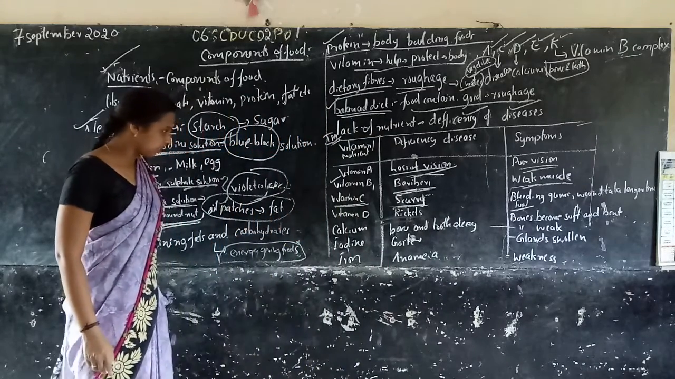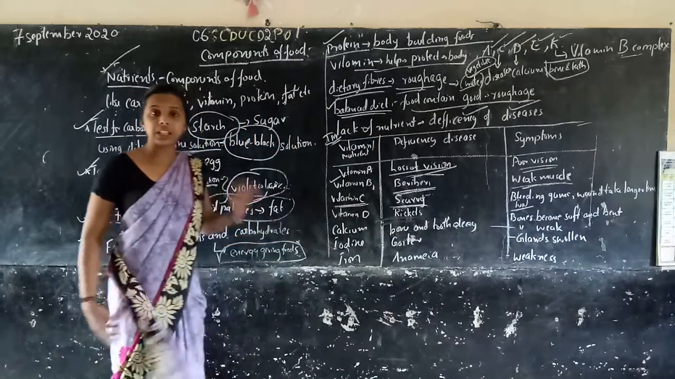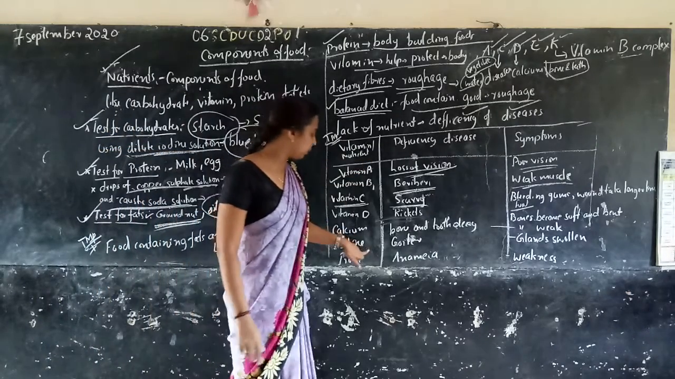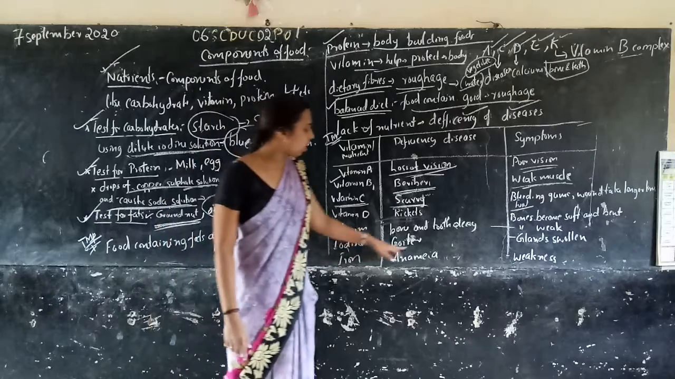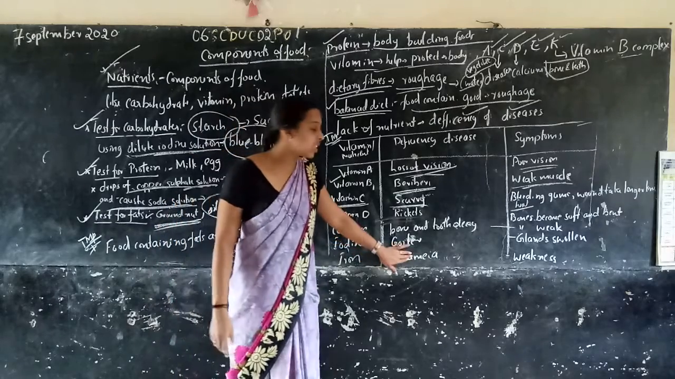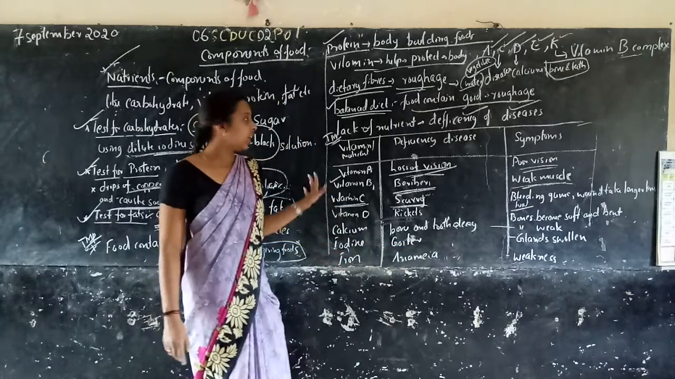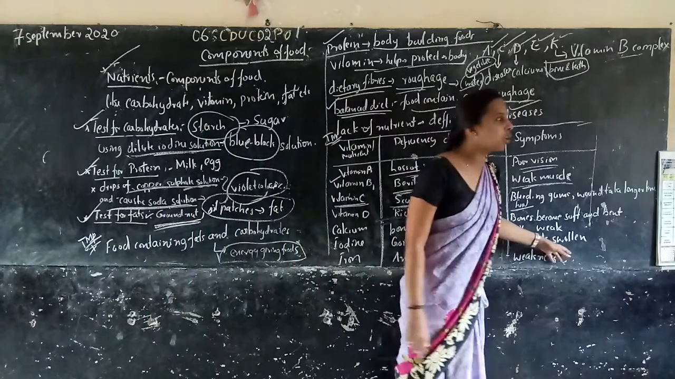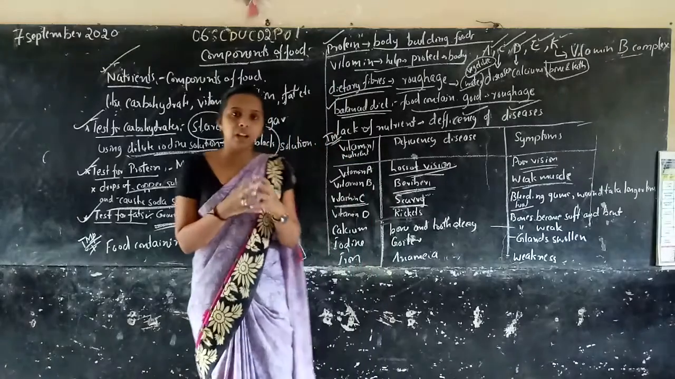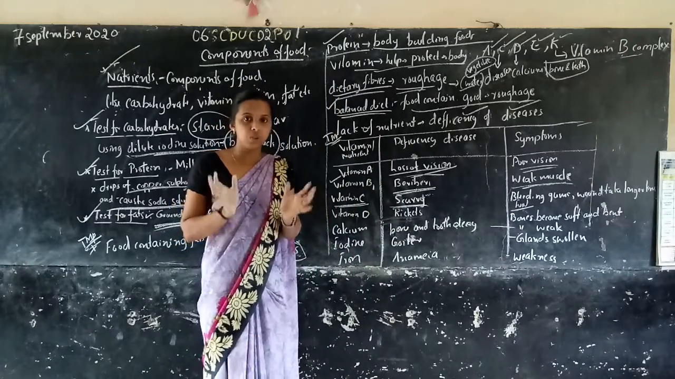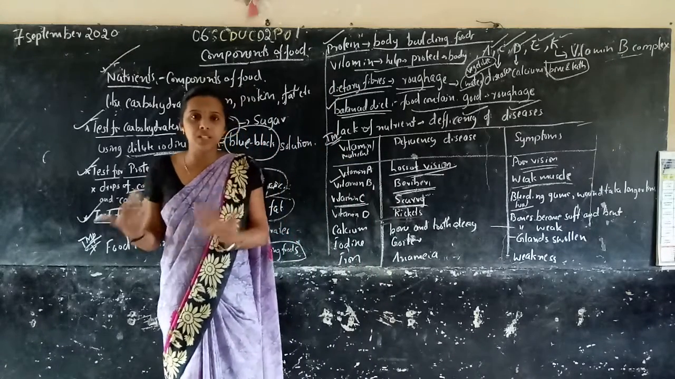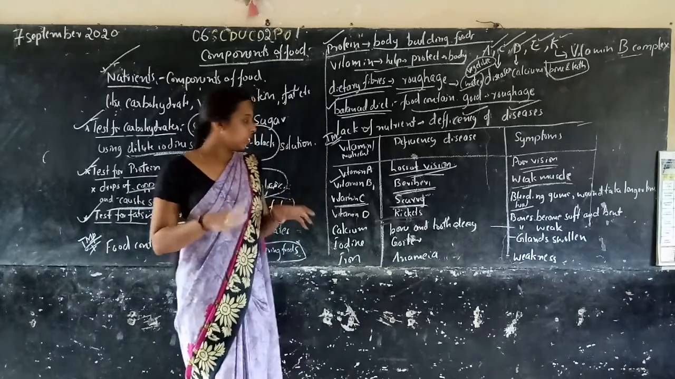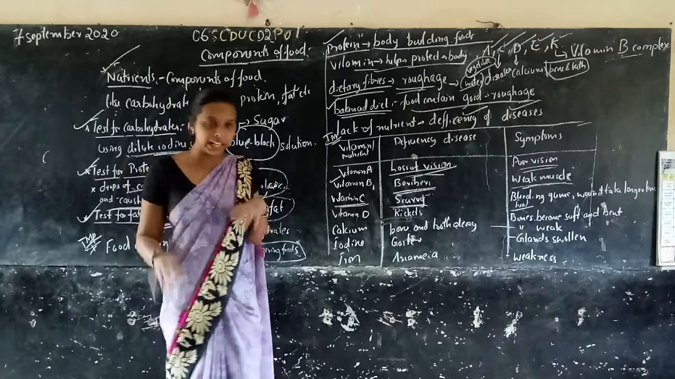Next is iodine. Iodine is also one of the important nutrients in our body. When there is a lack of this nutrient, there is goiter. Goiter is one of the major diseases. It occurs due to the lack of a nutrient like iodine. The glands in our body become swollen.